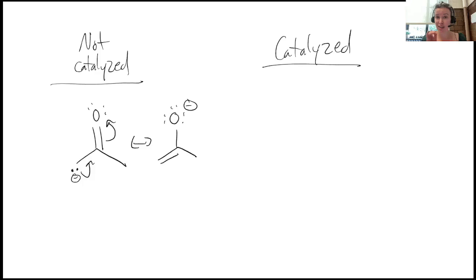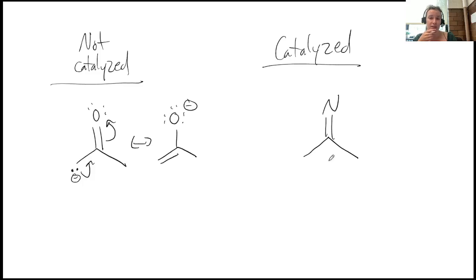Now, what does the intermediate look like when the reaction is catalyzed by an enzyme? So when this reaction is catalyzed with an enzyme containing a nucleophilic amine, you end up with this intermediate where this nitrogen has done a nucleophilic attack. We still have this carbon arrangement like we do on the left-hand side. But what do you see in the catalyzed version compared to the uncatalyzed version?